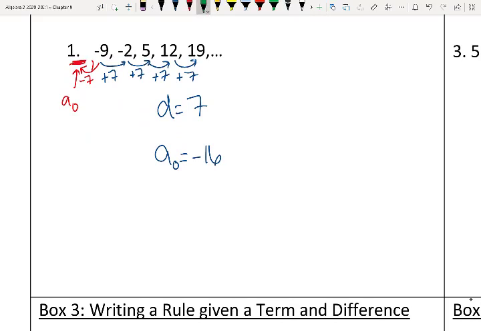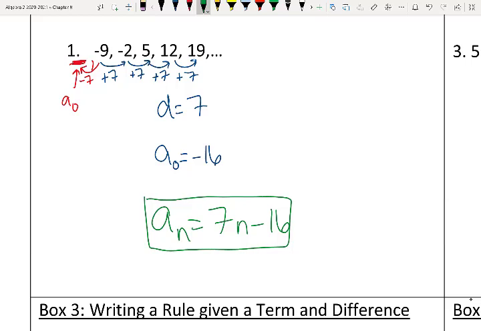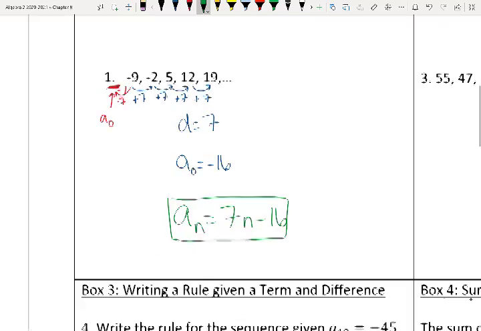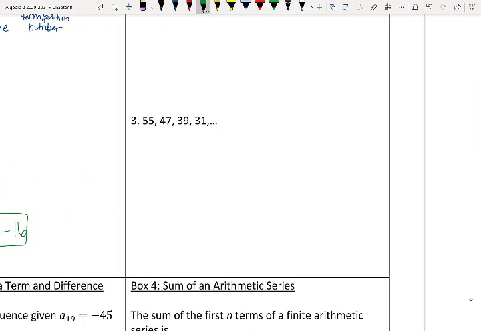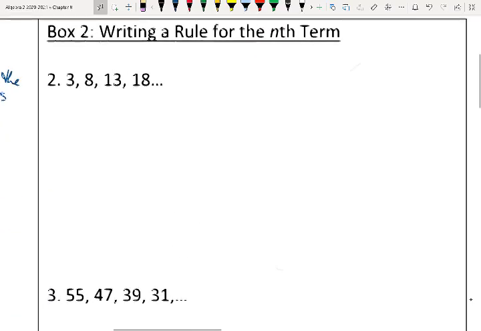So writing out our equation, our rule should be a sub n equals 7n minus 16. That's our equation for number 1. Okay. Let's take a look over at box 2. We got some more examples here for writing our rule for the nth term.